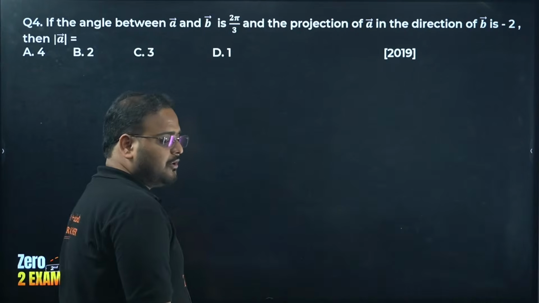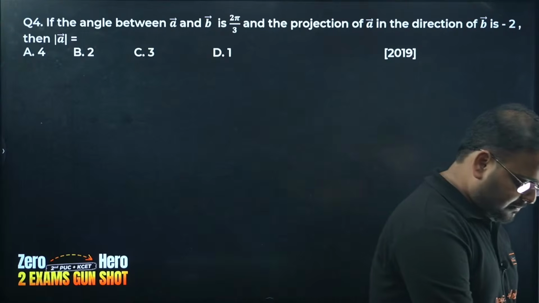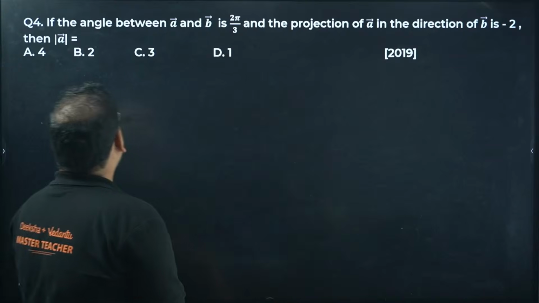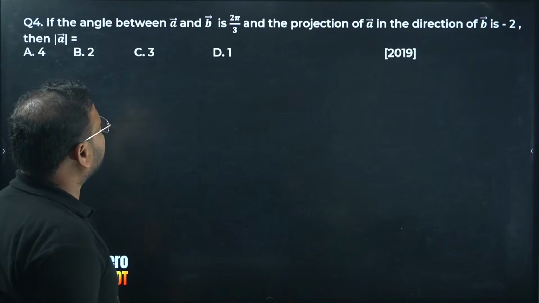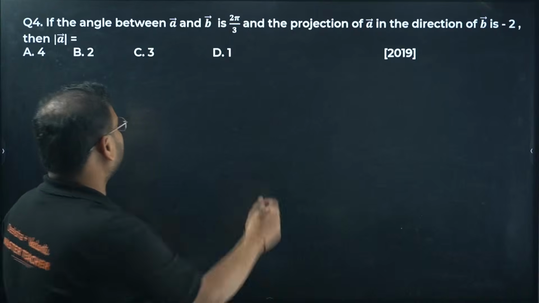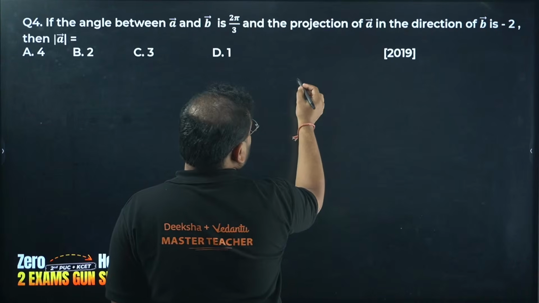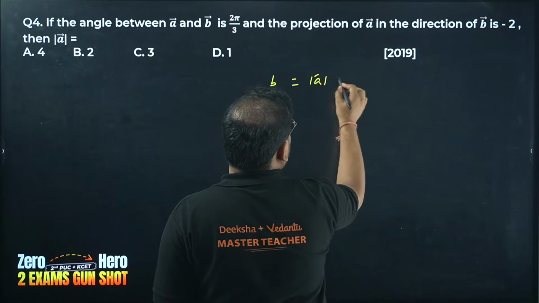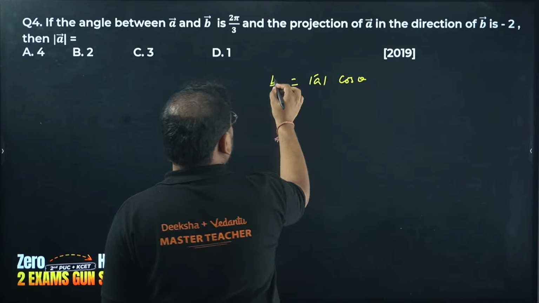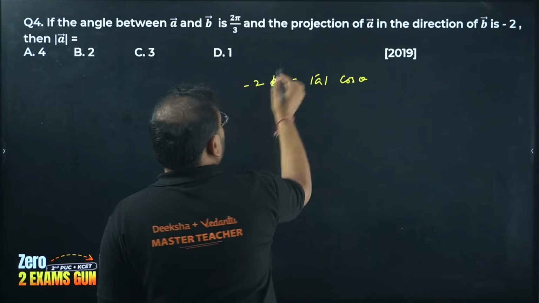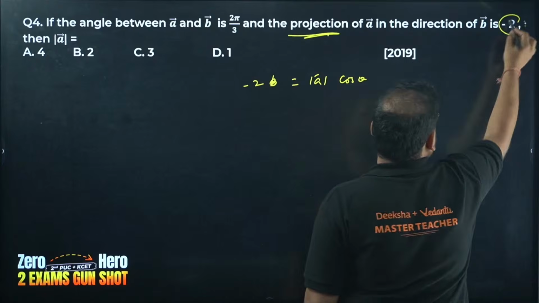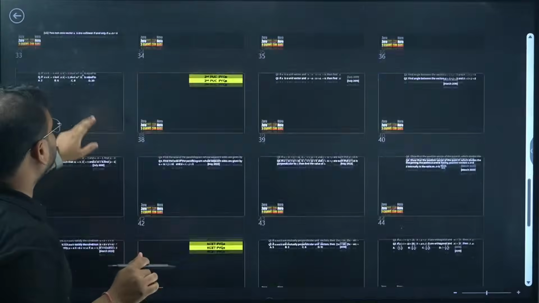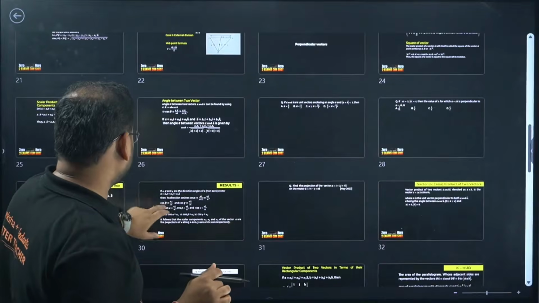Give me the answers, everyone. If the angle between A and B is 2 pi by 3, the projection of vector A in direction of B will be A mod cos theta, and this value is given as minus 2. This is the question I was talking about. Remember this concept over here.